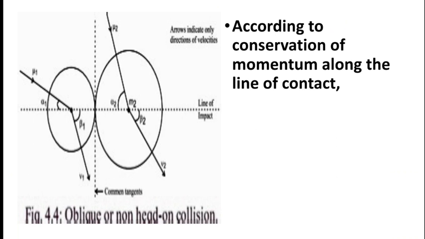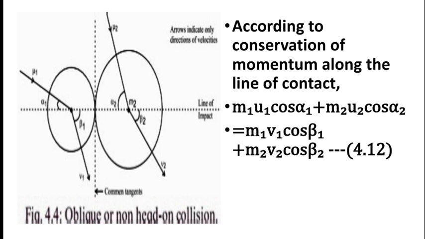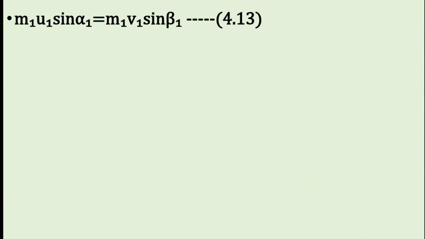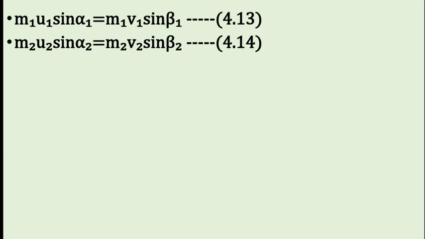From the figure and respective consideration, according to conservation of momentum along the line of impact, m1 u1 cos alpha 1 plus m2 u2 cos alpha 2 is equal to m1 v1 cos beta 1 plus m2 v2 cos beta 2, as equation 4.12. As there is no force along the common tangent, m1 u1 sin alpha 1 is equal to m1 v1 sin beta 1 as equation 4.13, and m2 u2 sin alpha 2 is equal to m2 v2 sin beta 2 as equation 4.14.